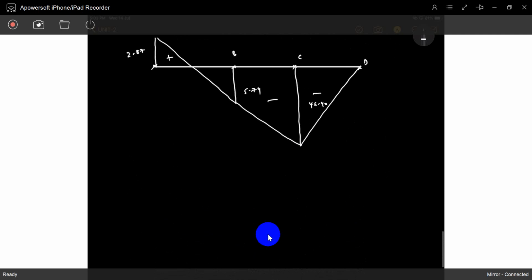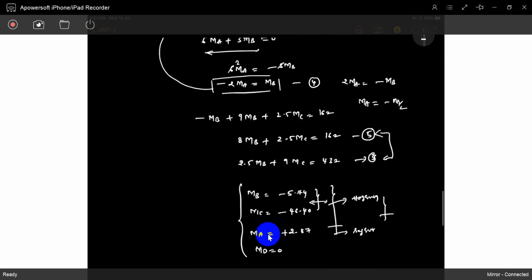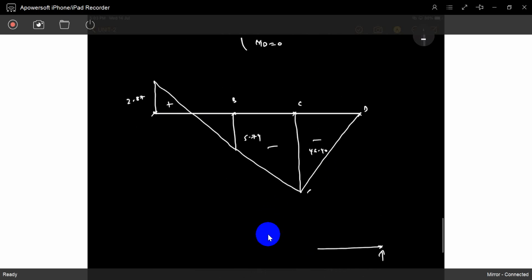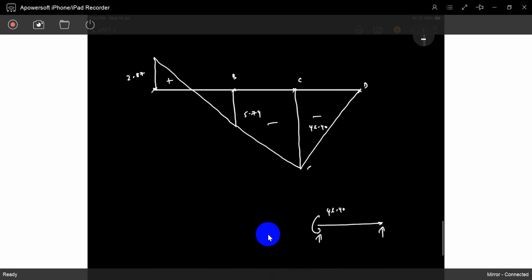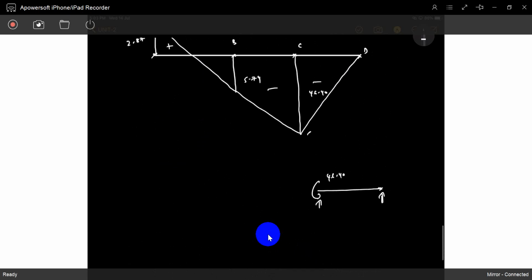So for the shear force diagram, how can you write? We have to draw free body diagrams. We will come with BD. See this, B has a support, there is no loading. Only C has a moment, the 46.40 hogging moment. What is the length? The length is 3 meters.